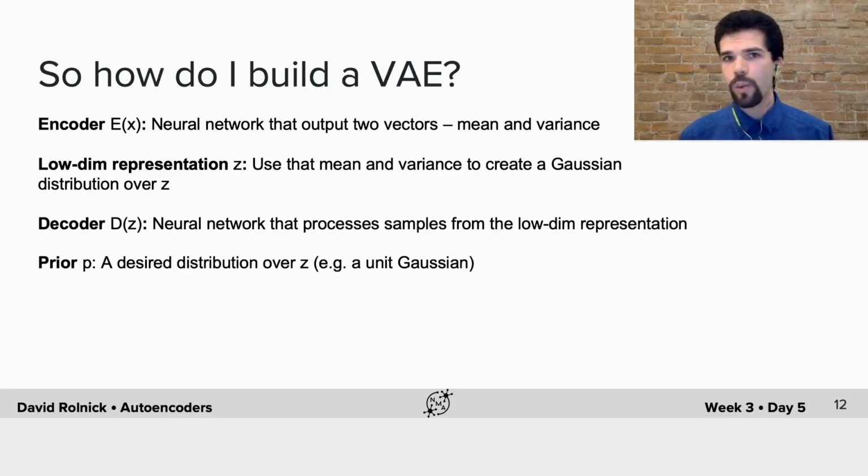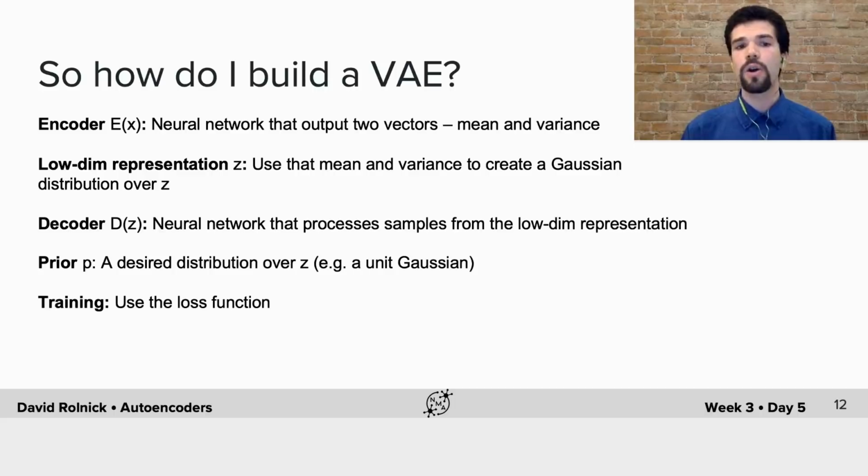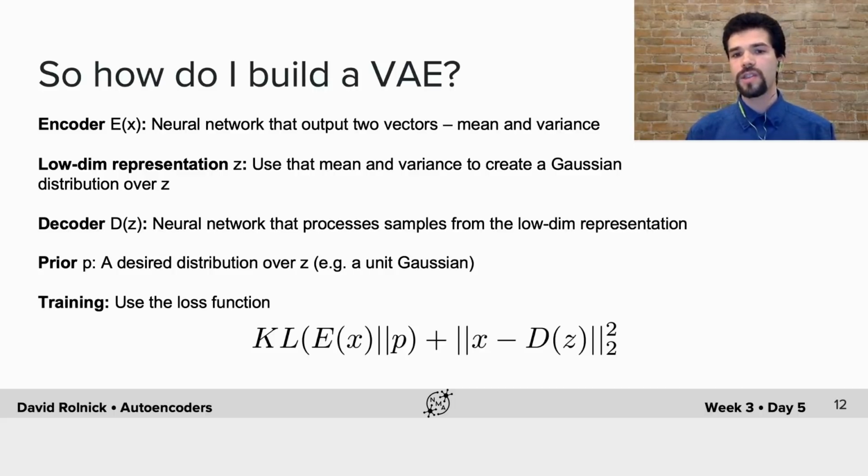You're also going to need a prior, which is the desired distribution over z, for example, a unit Gaussian, as we've been discussing. Given all of these ingredients, the encoder, the decoder, and the prior, you can train the encoder and the decoder according to the loss function that we've already seen, which is just two terms. One of them is the KL divergence between the encoder distribution and the prior distribution. The second term is just the squared L2 norm of the difference between your input and your decoded output, applied again to z sampled from your encoder distribution.